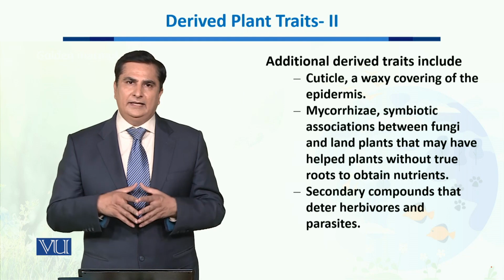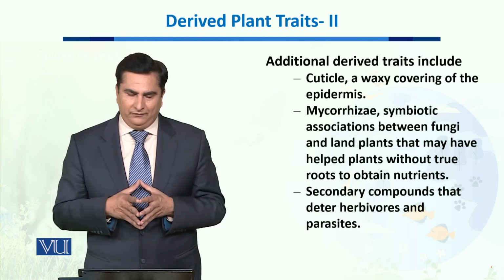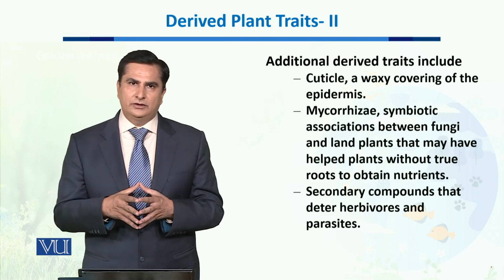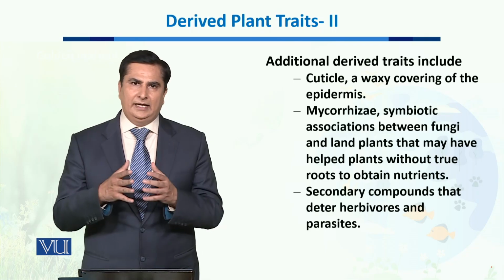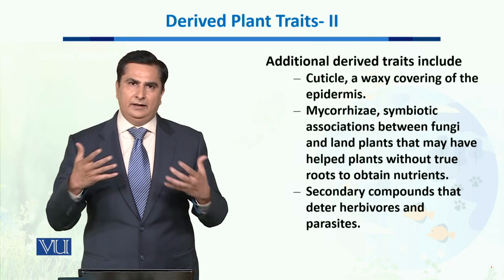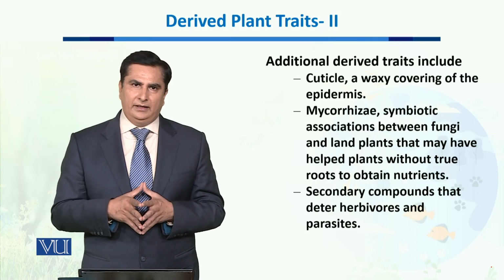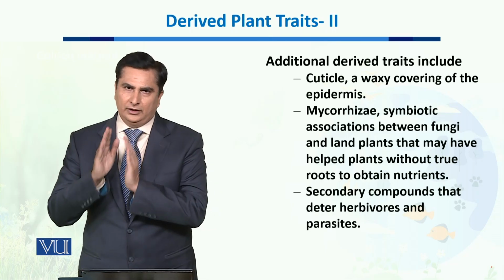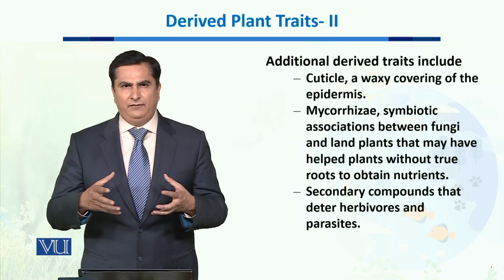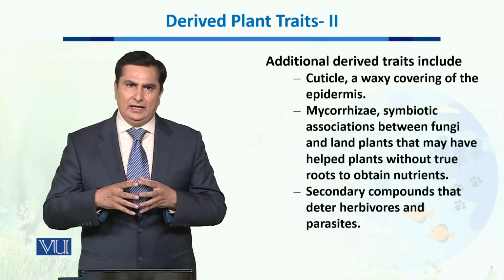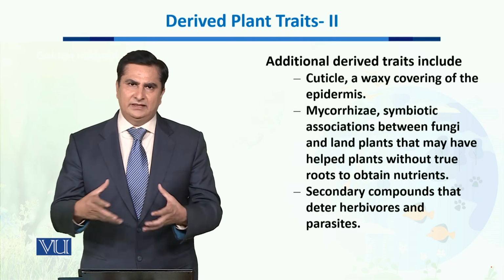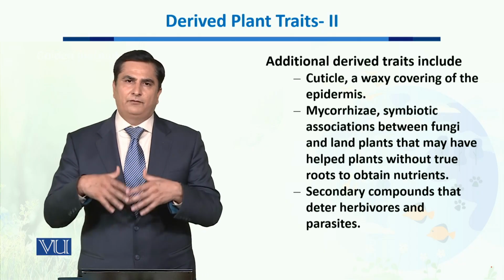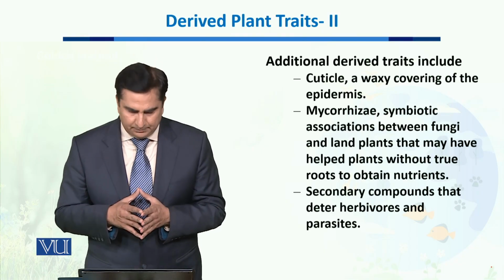And then there is the synthesis and secretion of secondary compounds that keep the herbivores or the predators or the parasites away from the plants. Plants are directly exposed to the environment and the animals which can feed on them. So the development of those secondary metabolites, which give a foul smell or a bad taste, helped the plants successfully evade animals as well as parasites.